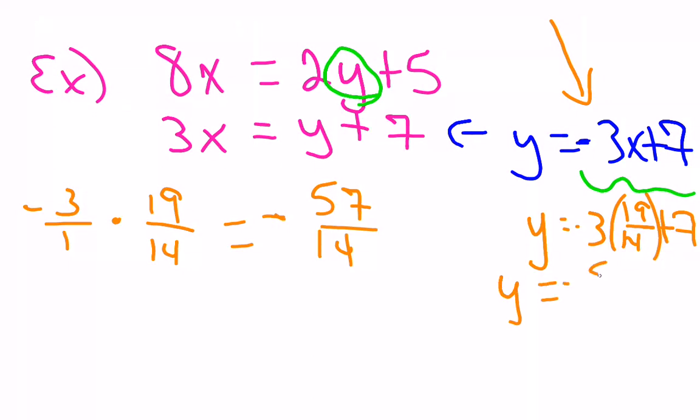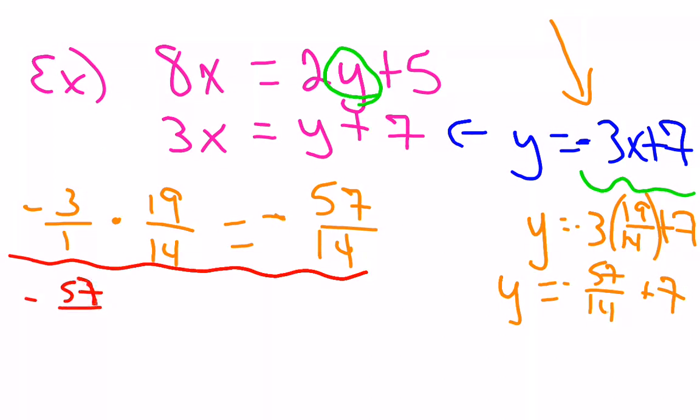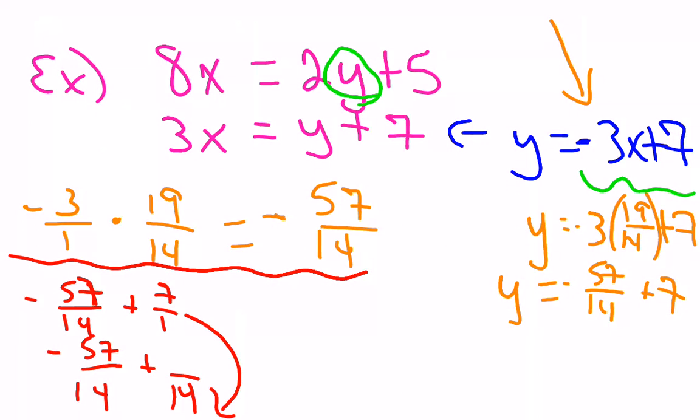So we have y equals negative 57/14 plus 7. So the next thing we need to do is to add those numbers. So we need a common denominator. Make them both 14. This one is already there, so that one's going to stay negative 57. But to get from here to here means we multiplied by 14. So 7 times 14 gives us 98.